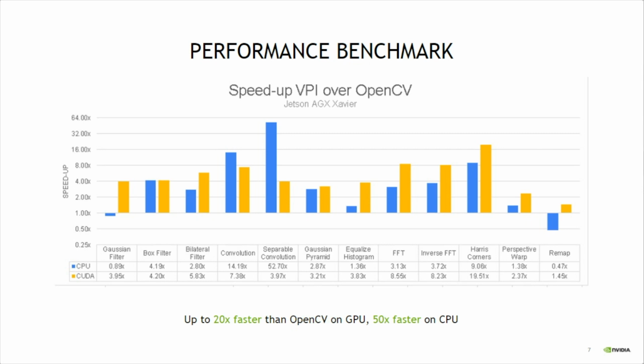The speed VPI achieves on CPU makes it a good choice for execution backend, especially when other backends are being fully utilized. This allows for better load balancing depending on the pipeline being executed.